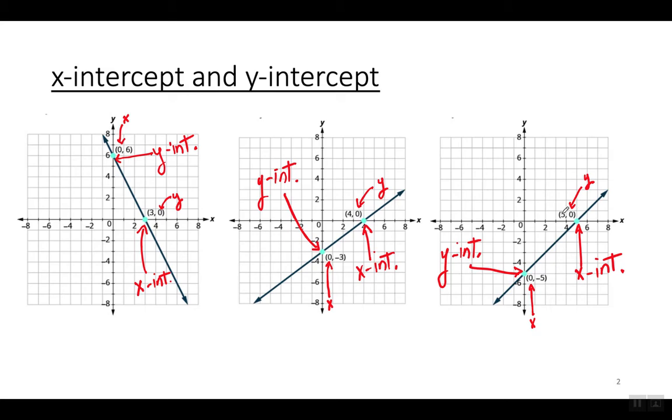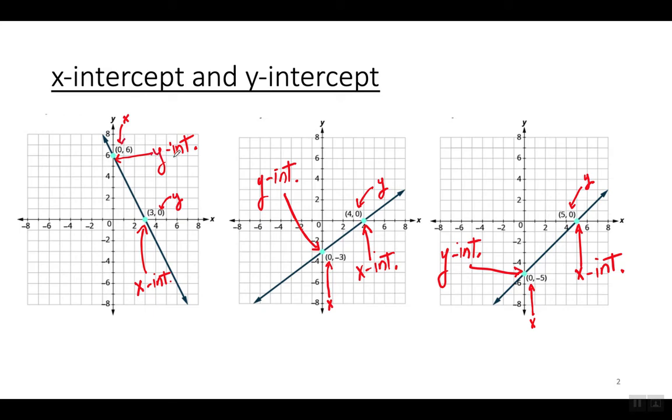All right, so here's the pattern in case you didn't notice it. For the y-intercept, the x-coordinate is always 0. For the x-intercept, the y-coordinate is always 0. So whatever intercept you're looking for, you have to make the other letter equal to 0. I'll show you what I mean in a second, okay?